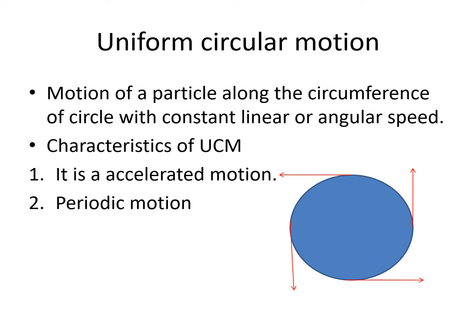The second important characteristic is that it is periodic in nature. Remember, uniform circular motion is periodic in nature. That doesn't mean all motions which are periodic obey the properties of uniform circular motion.